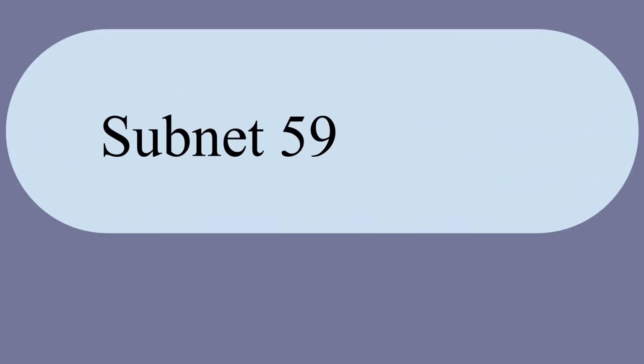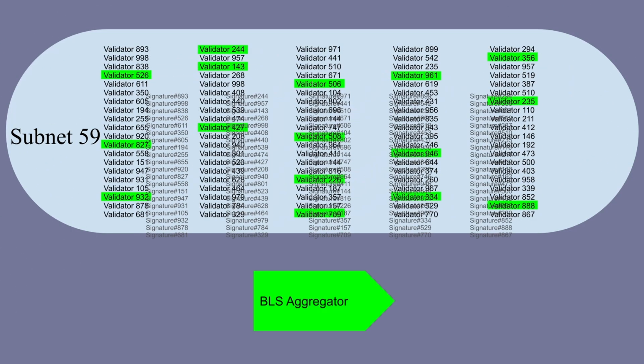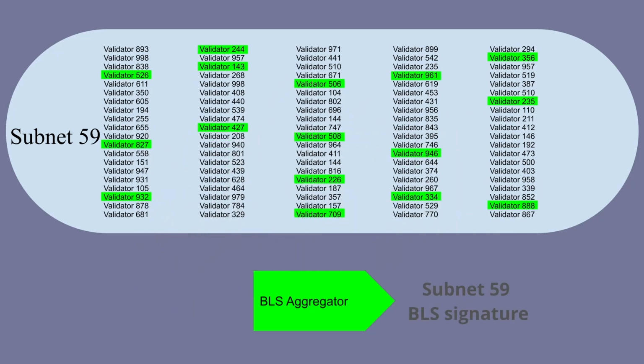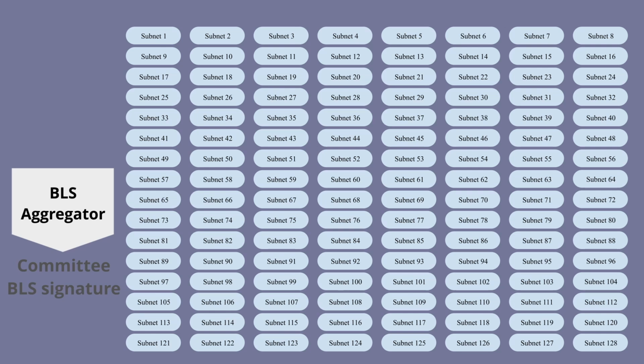In each subnet, 16 validators are randomly assigned to produce a BLS signature, and the block proposer then takes the best signature from each of the 128 subnets and then aggregates them together into one final BLS signature, so that in the final block there is only one BLS signature representing more than 12,000 validators.